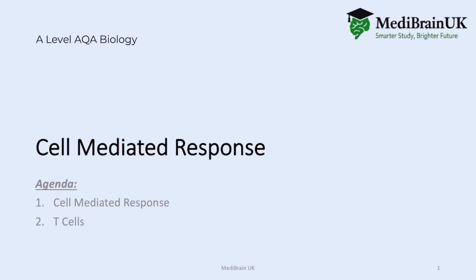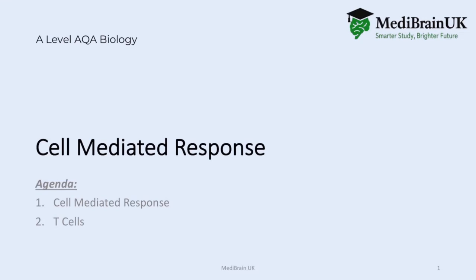Okay, so last lesson we looked at phagocytosis, which was the first response that your body makes in order to counteract the pathogens which have entered the body. In today's lesson, we're going to be looking at the second line of defense after the phagocytes have done their job. Now the body needs to make antibodies and take the pathogen away, and make you feel better. And that's what the cell mediated response will be.